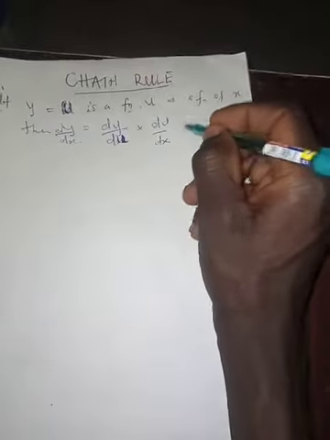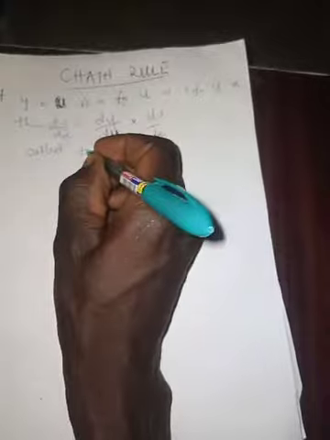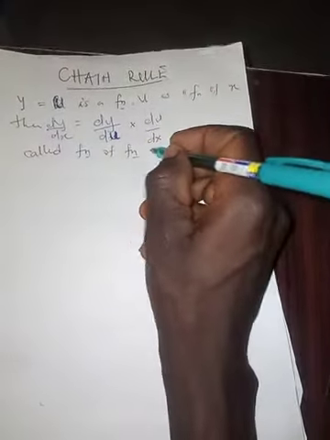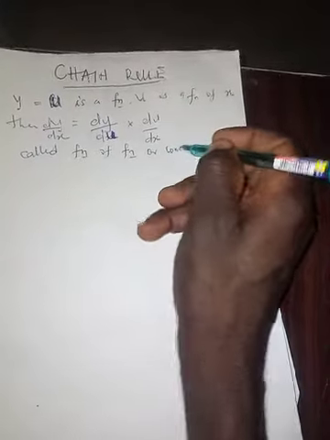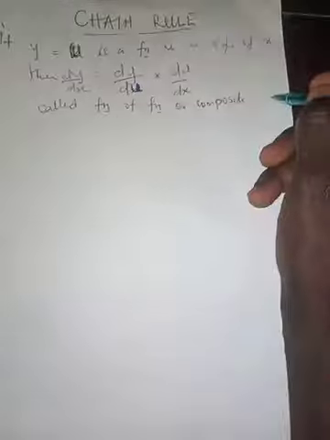If you are given a function, remember that this rule is also called the function of function, or you call it composite rule.